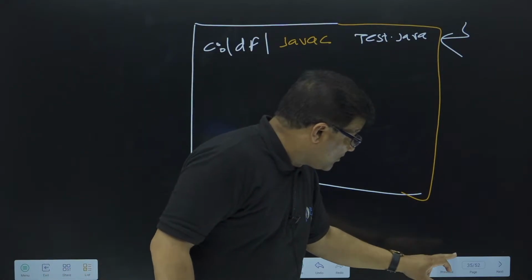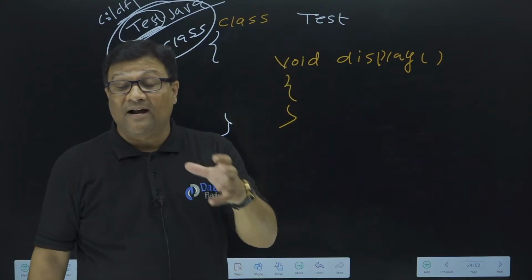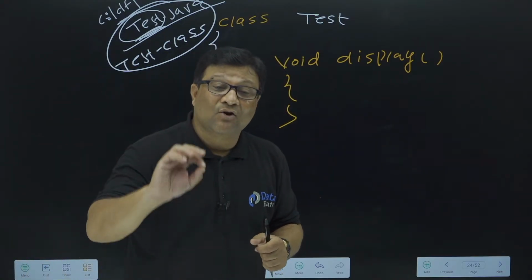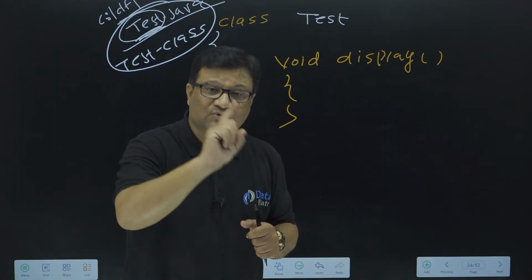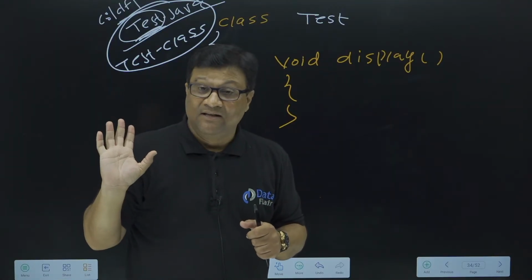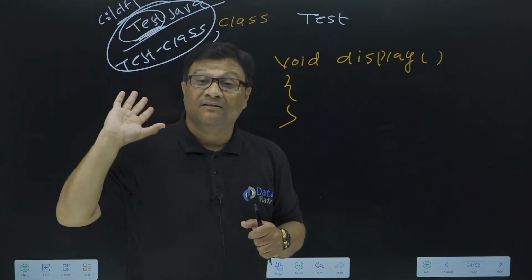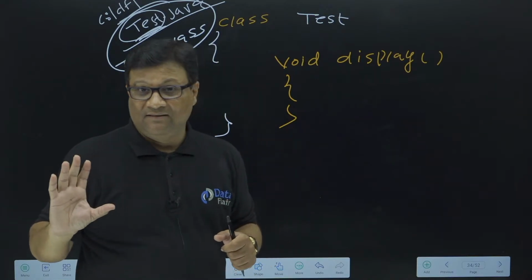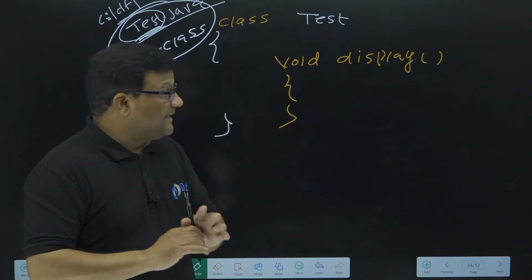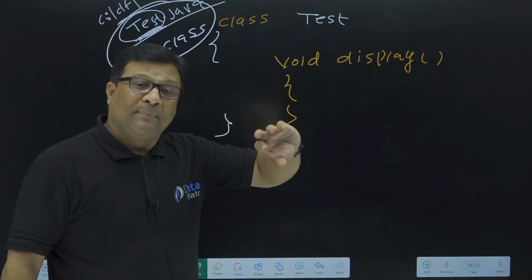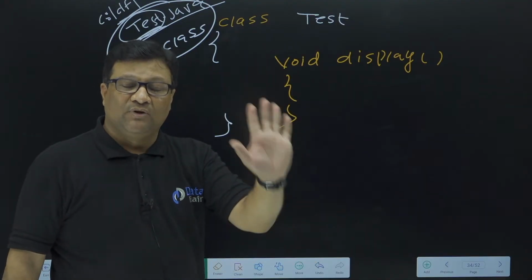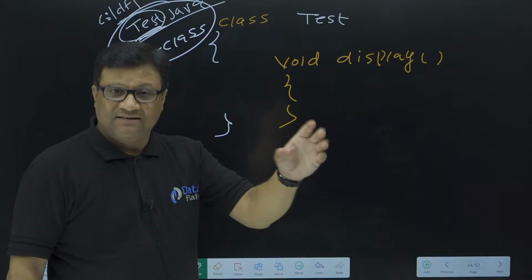Please try to understand better. The task of the compiler is to check the syntax errors and convert your source code into bytecode. That's it. The compiler will never bother about the main method. For the compiler it is a class, and it is in proper syntax. So the compiler converts this complete source code into bytecode and creates a .class file.